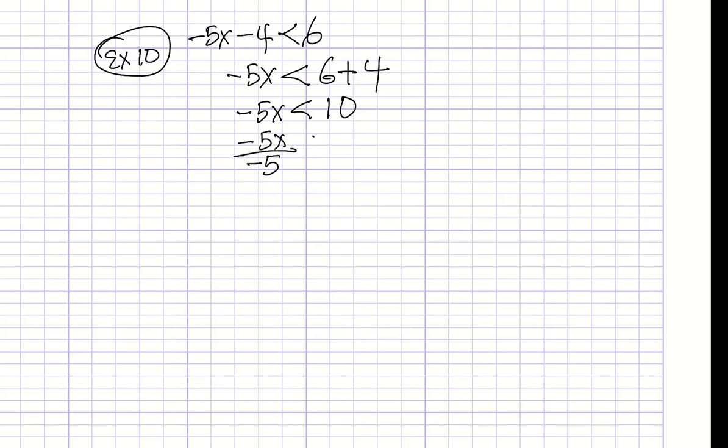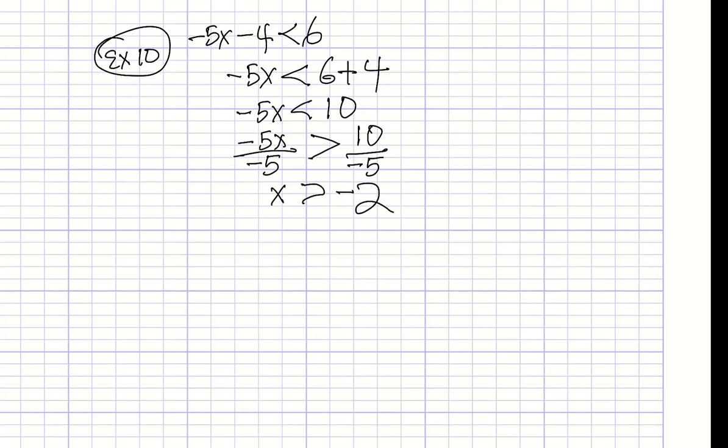You change the sign to this, and then it says 10 divided by negative 5. That changes the sign, okay? And then you have x greater than negative 2. You see that, right? So that's what is going on there.